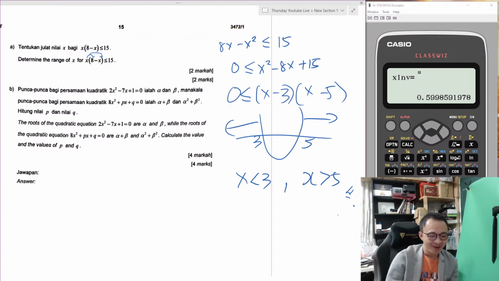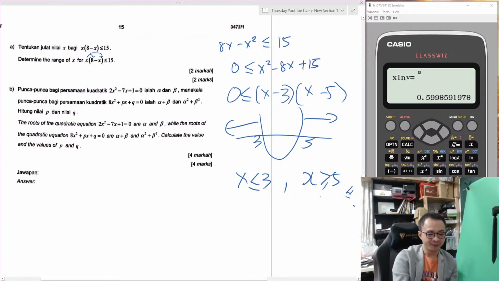Okay, part B. This part B is a little bit hard, but it's not really super hard. So we know we have a quadratic equation with alpha and beta here. Oh, it has the equal sign. Alright, it has the equal sign. Thanks, Elvin.